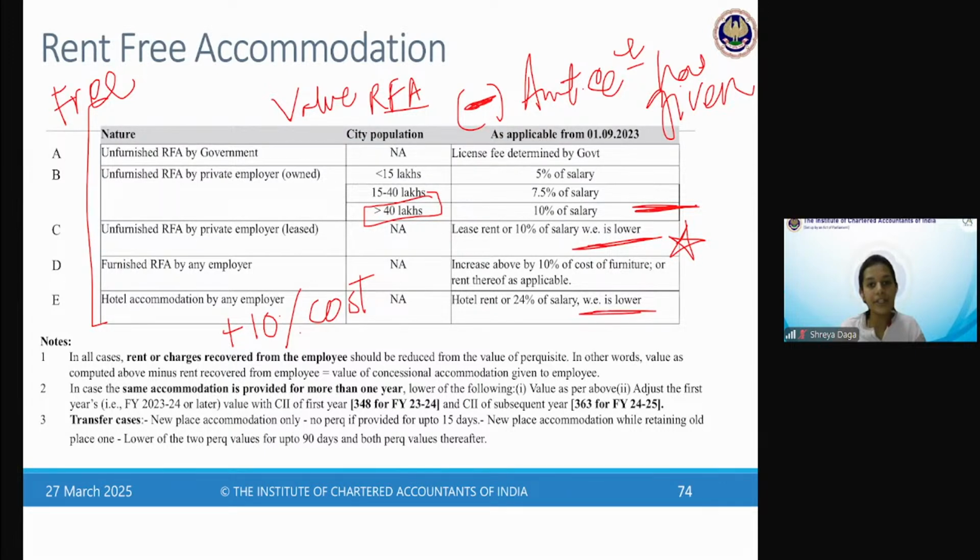Okay. Then we did one point. In case the same accommodation is provided for more than 1 year, then what happens? This I had to very quickly do in the last class because we didn't have much time. What you mean by this is that suppose the accommodation was given to the employee in year 1 and he is also using it till year 2.